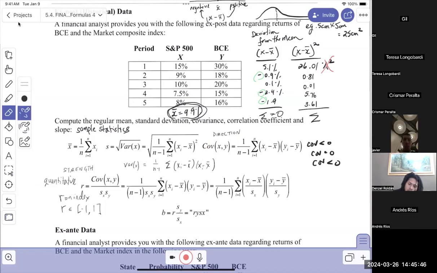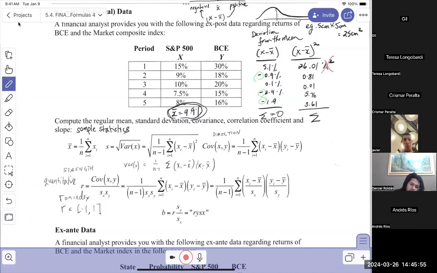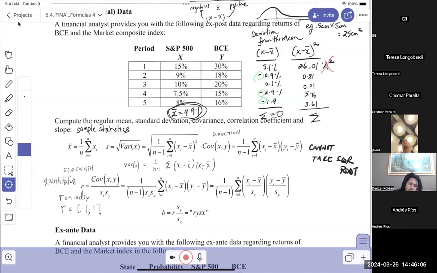Covariance can be all of those things. There's no restriction. Actually, I shouldn't write it because it's confusing. It can be anything. It doesn't have to be positive. For that reason, you cannot take the square root. That's what I will write down. Cannot take square root, because it can be negative. So the reason why R is the same sign as covariance is because these will both be positive. So R and covariance have the same sign.